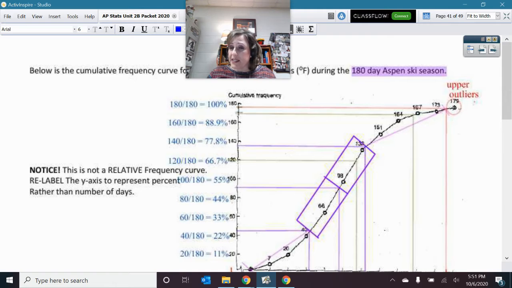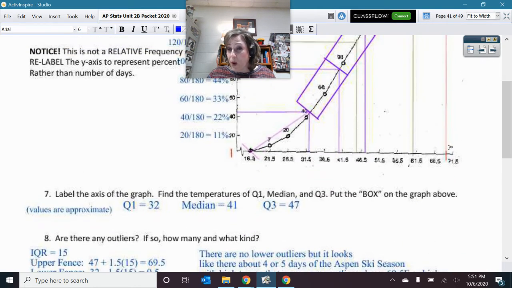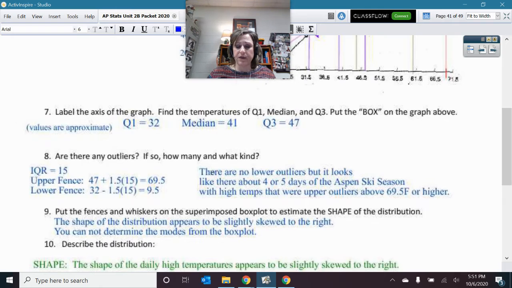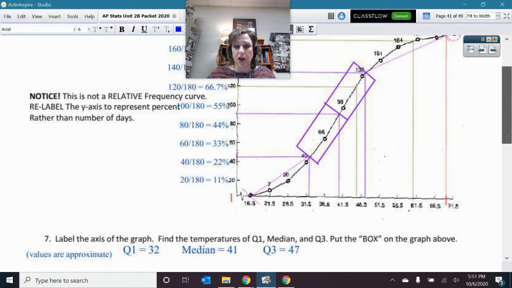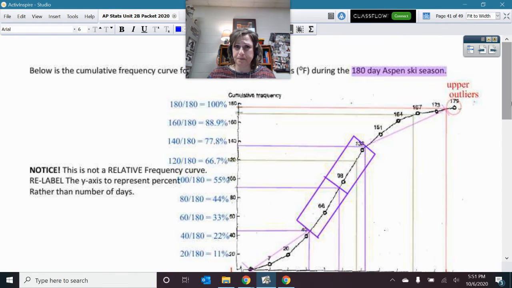So whatever is above that 69.7 degrees, which I do probably have a little bit above that. Okay, so it looks like I have a few days above 69.5. And there was a lower fence of 9.5. That was not a high temperature on the chart. It was off of the chart. No lower outliers on this.